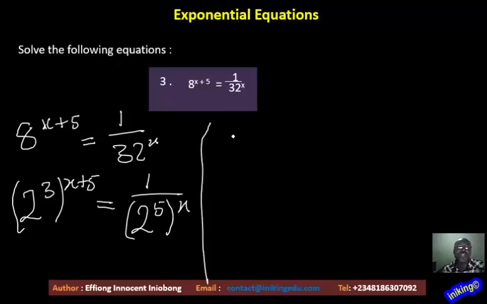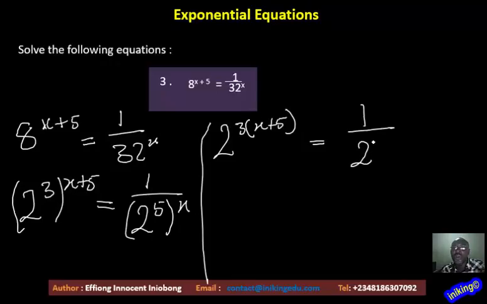Now I have 2 raised to the power 3, everything raised to the power what? x plus 5. Remembering what multiple indices are, we can say this is 2 raised to the power 3 times x plus 5. Of course, that is the same thing. The same thing can be done to the right hand side. This will be 2 raised to the power 5 times x, 5x.